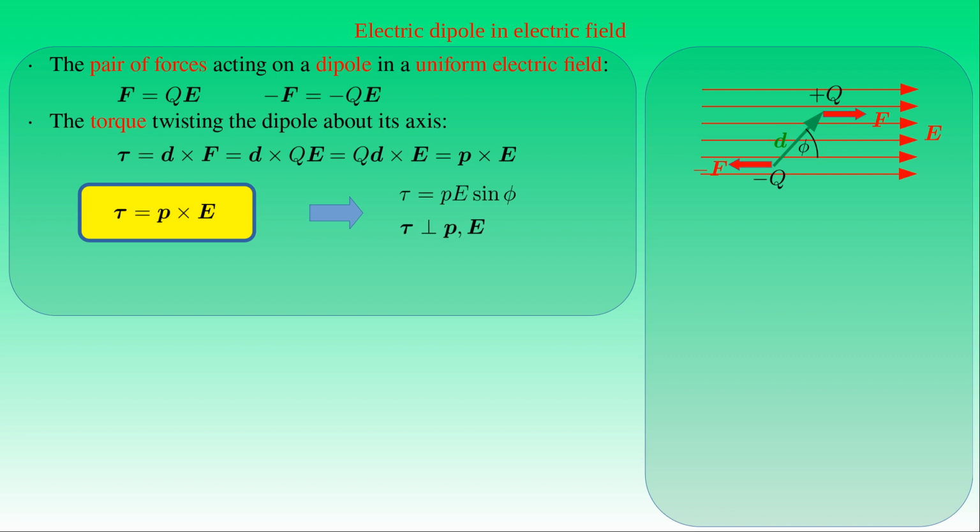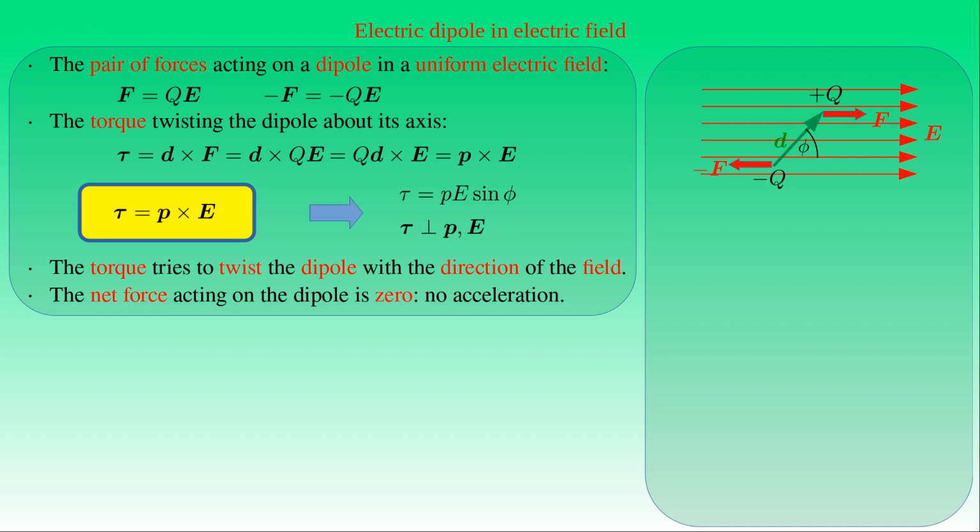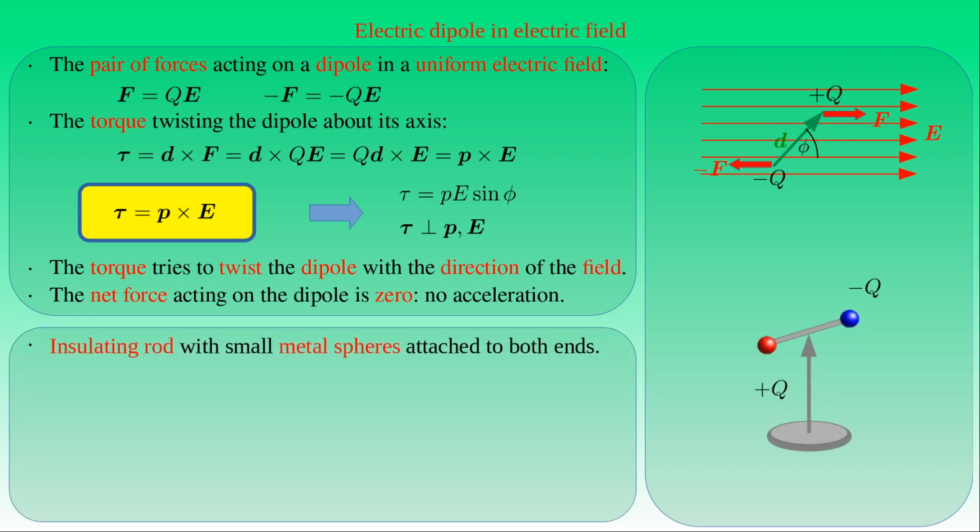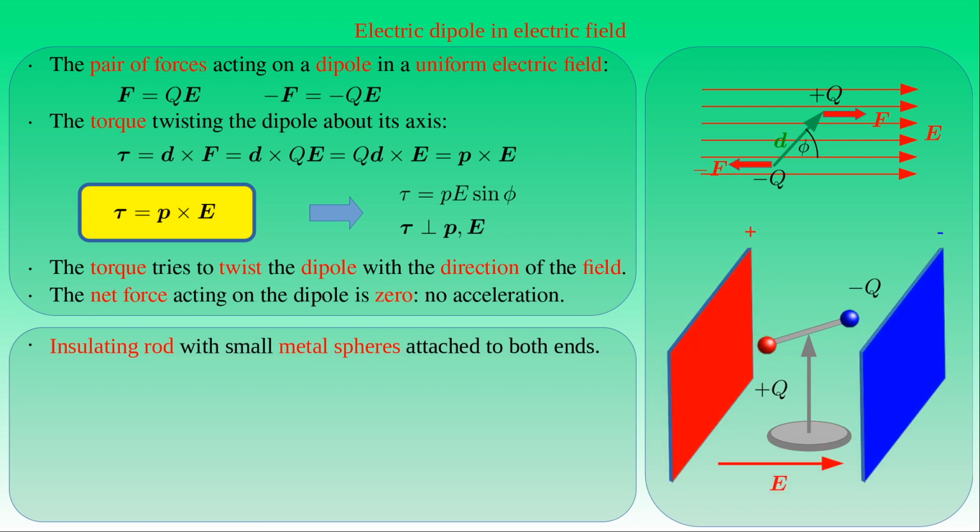As already mentioned, the torque represents a turning effect, and it attempts to twist the dipole in the direction of the electric field. We also see that the net force of the couple acting on the dipole is zero, that is, the center of the dipole has no acceleration. We can study this effect with an insulating rod with a small metal sphere attached to both ends, which can spin around its midpoint. If we charge the metal spheres with the same but opposite charges and place the apparatus in a uniform electric field E, then it behaves as a dipole in the electrostatic field.